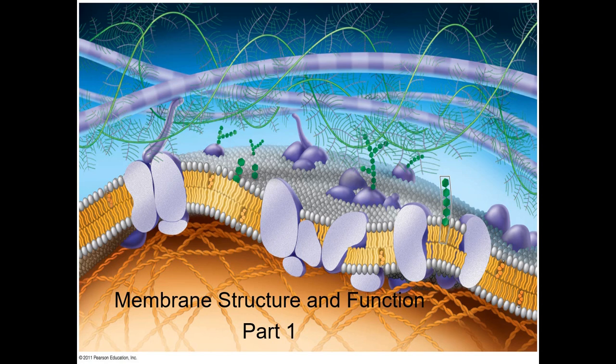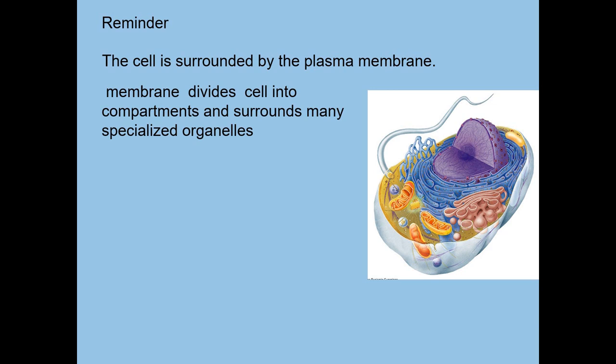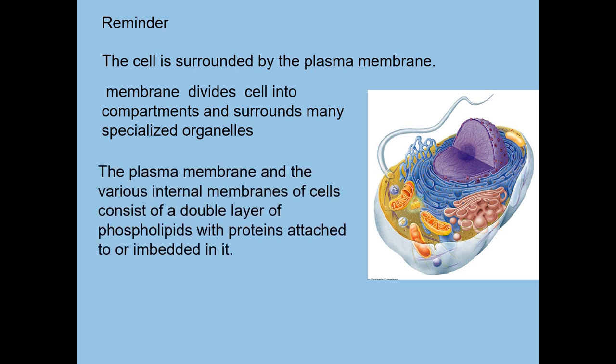Welcome to Membrane Structure and Function, Part 1. You'll remember from NYA that the cell is surrounded by the plasma membrane. This membrane not only encloses a cell, but surrounds many specialized organelles and divides it into compartments. The plasma membrane and the various internal membranes of cells consist of a double layer of phospholipids with proteins attached to or embedded in it.